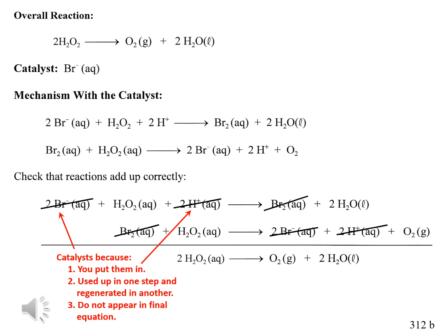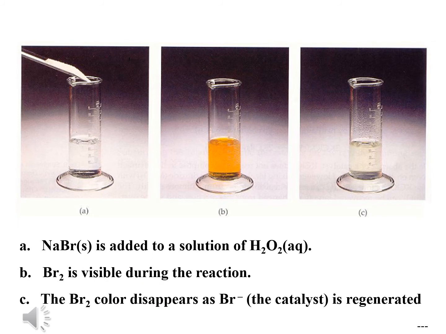The other two are catalysts because you put them in. Br minus and H plus is already present because H2O2 is a weak acid. They get used up in the first step, but they get regenerated in the second step exactly as they were. That's what a catalyst does. It doesn't look like it's changing, but it gets involved in the reaction to be used up and then regenerated. You don't even need a trapping experiment in this one in order to demonstrate that the intermediate Br2 is present.